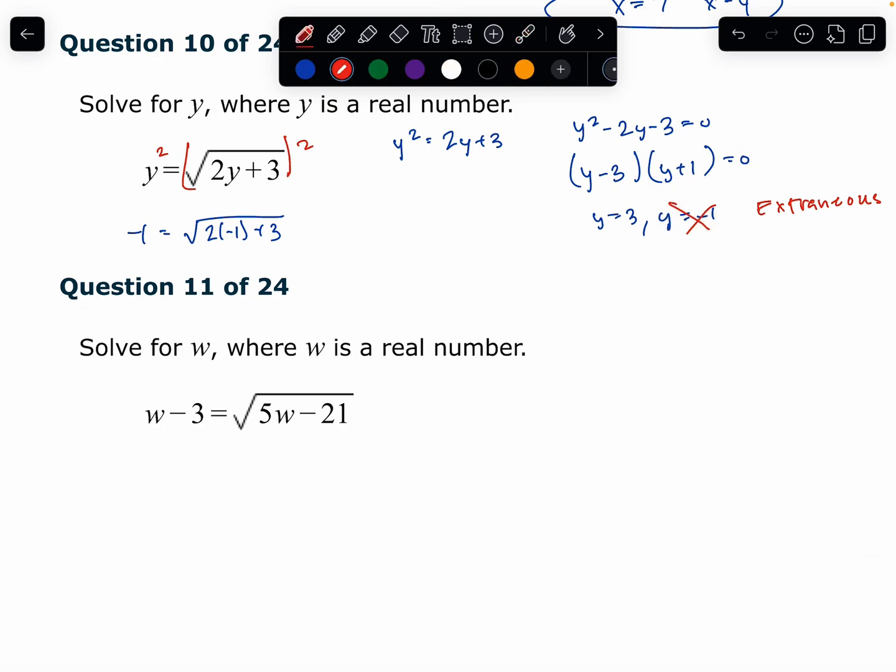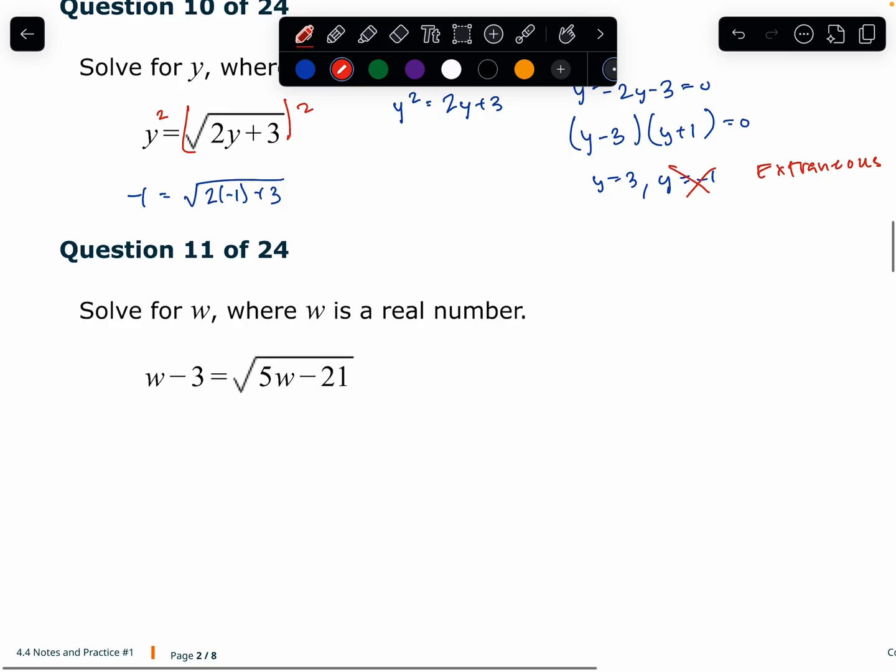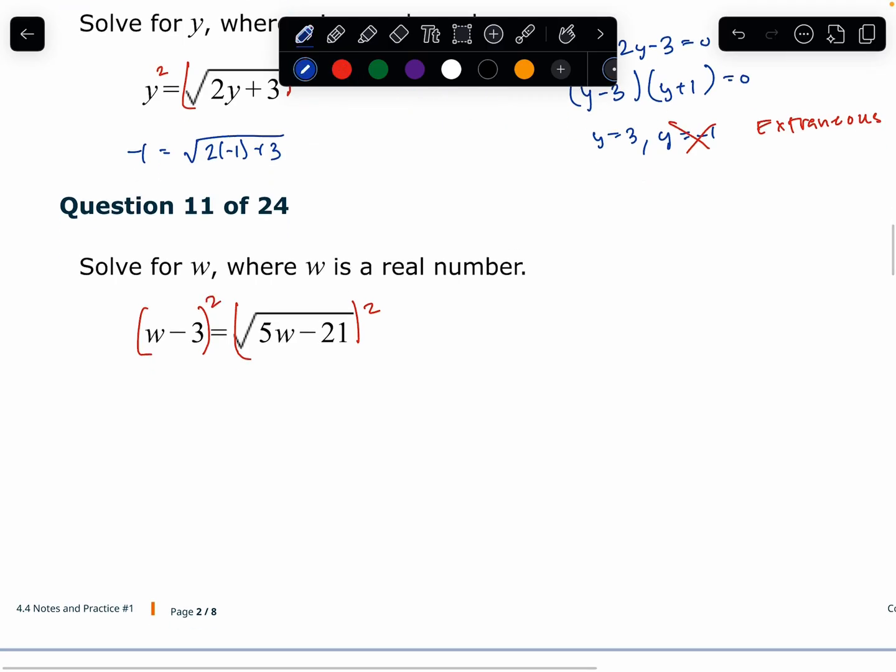So for 11, okay, this one's going to be slightly more difficult. We're going to square both sides. Now on the left side, you have to remember that this is a binomial. So whenever you square a binomial, it has to be multiplied out like this. So this will turn into w squared minus 6w plus 9. And then that will be equal to 5w minus 21.